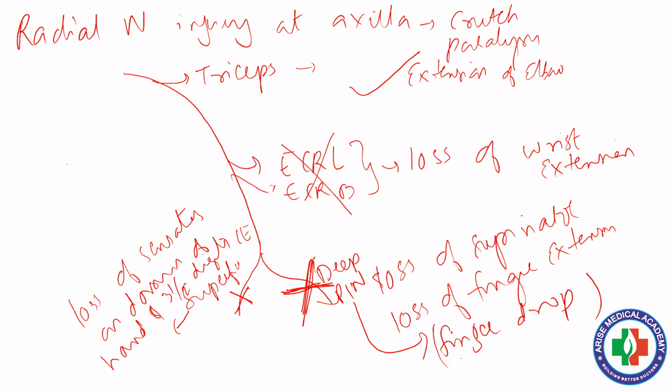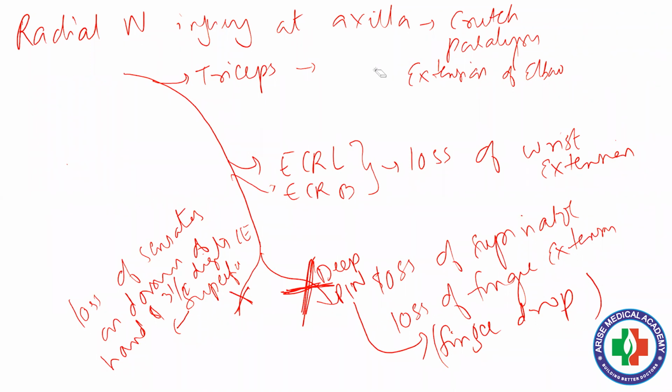It will only be the finger extension that will be affected. So damage to posterior interosseous nerve will lead to finger drop. Once again, this is very, very important, guys. Which muscle is supplied at which level? If you understand this, all clinical cases with radial nerve, you'll be able to manage.